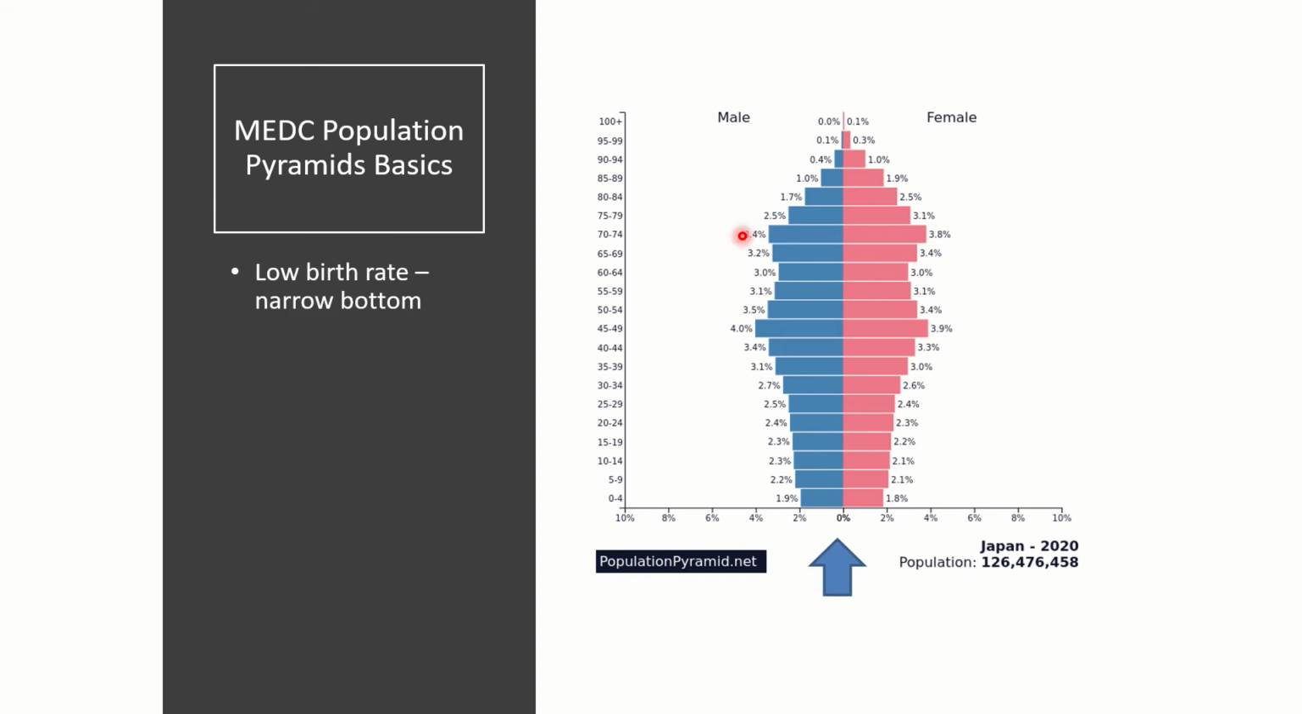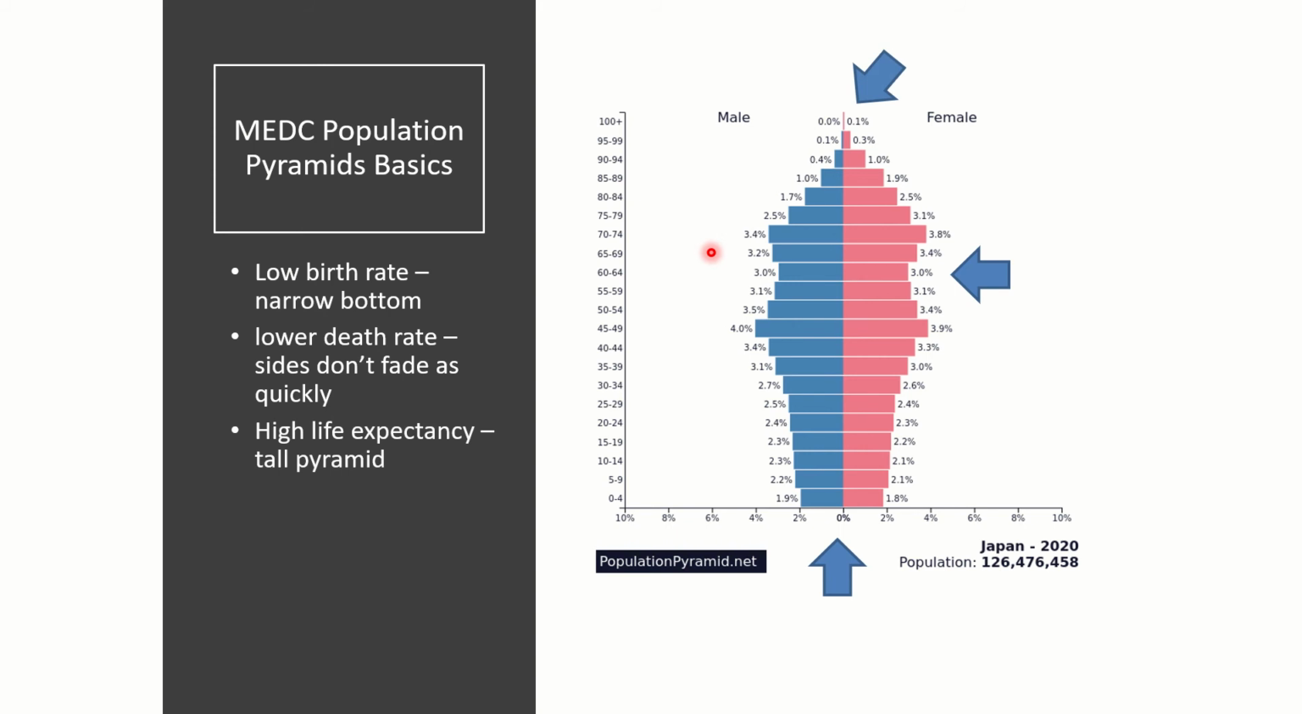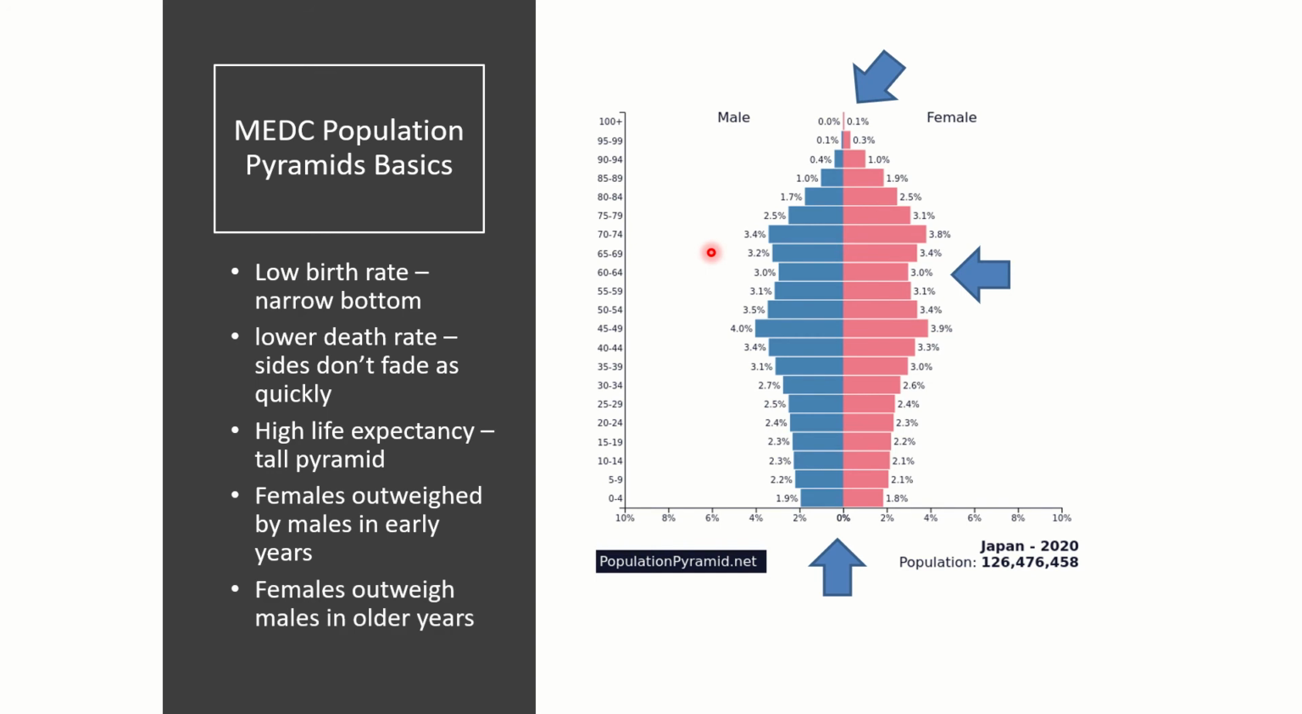So what are the basic descriptions? There is a low birth rate with a narrow bottom of the graph. There is a lower death rate as the sides of the graph don't fade away very quickly. There's a high life expectancy. It's a very tall pyramid. Males outweigh females in the early years, and females outweigh the males in the older years. Now, if you were asked to describe the graphs, then you would get marks for each of these statements.